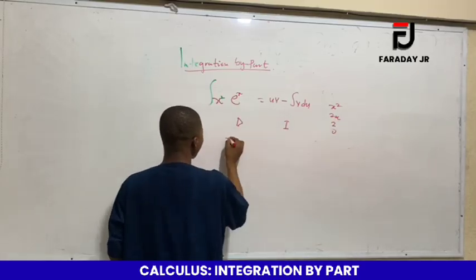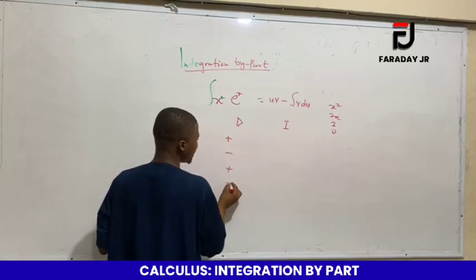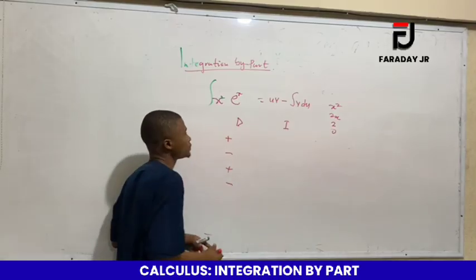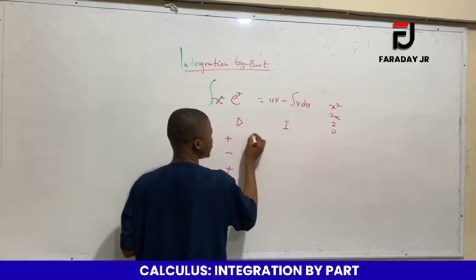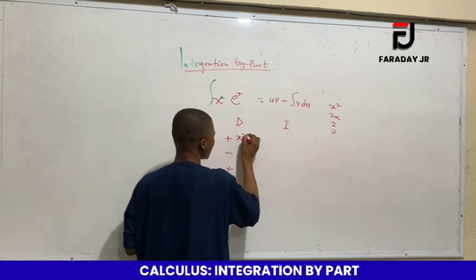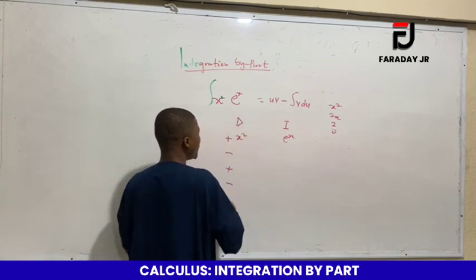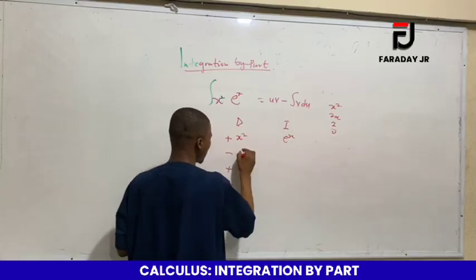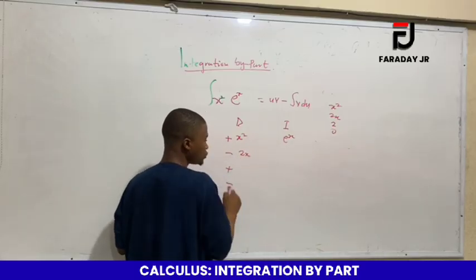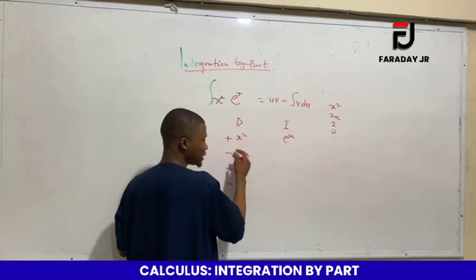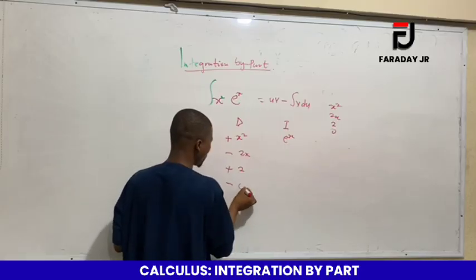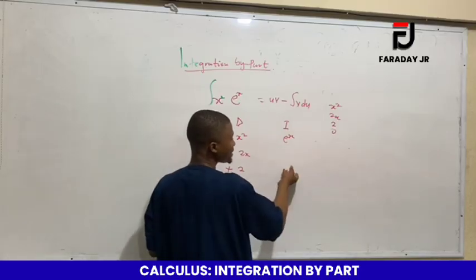So when you come here, you just do your plus minus wherever you get to. And then you bring the one that you think will go to 0. So we have x squared here, and then we have e exponent x here. Okay. If we differentiate x squared, you get 2x, right? If we differentiate 2x, you get 2. And then differentiate again, you get 0.